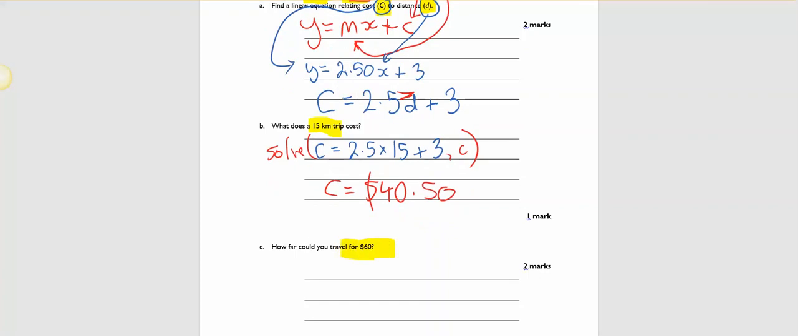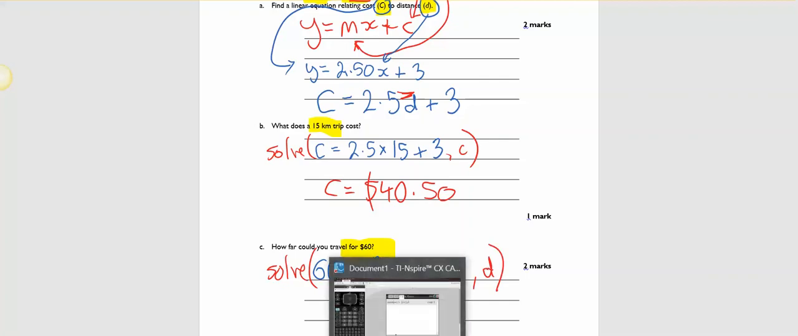For the last question, it says, how far could you travel for $60? Well, we're going to do the same process, and it's just substituting $60 for the cost. So instead of writing C, we'll write 60. Have this as 2.5D, because we don't know how far we're going, plus 3. And we're going to have solve at the front. And this time we're solving for D.